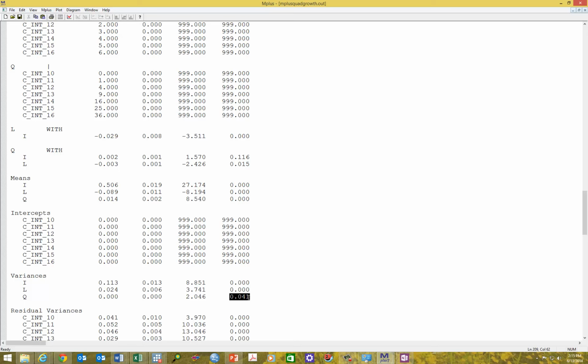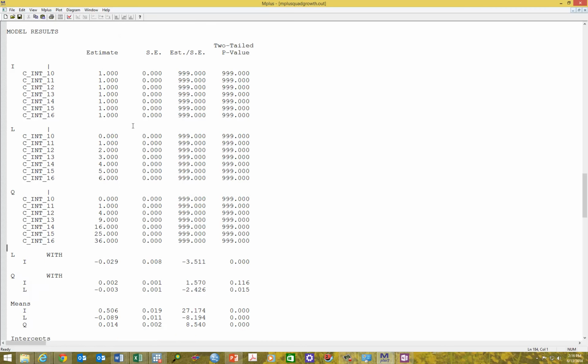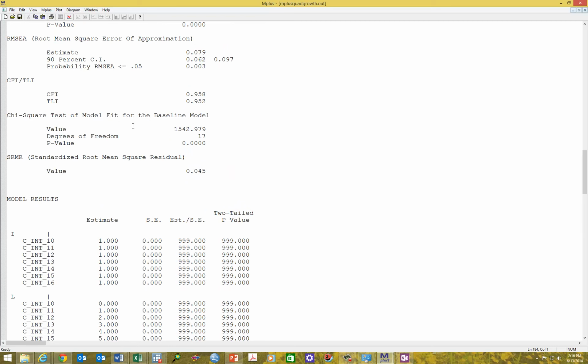So we might even be able to predict that quadratic slope as well. So dramatic differences when we're looking at the quadratic slope instead of just the linear. That fits the data much, much better, and also you get a significant linear slope and you have significant variance in the linear and quadratic slope. So this is a much different model, fits the data much better.